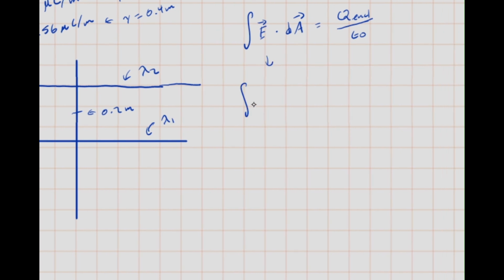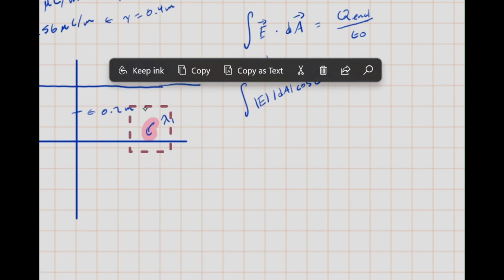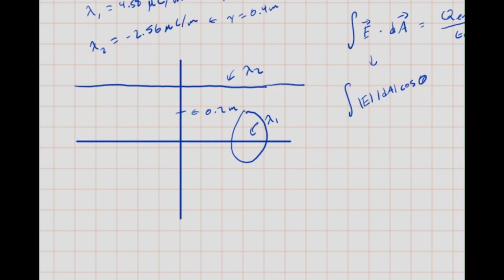One of the forms of the dot product is just the magnitudes of the separate vectors times the cosine of the angle between them. And oftentimes, when you pick the shape, it can be a sphere, it can be a cylinder, the electric field line will be exactly parallel to the surface area. So we'll choose a cylinder in this case. We'll have a cylinder going around this line right here with a radius of 0.2 meters, and we'll make it an arbitrary length. You'll find out why we can do this in just a moment.